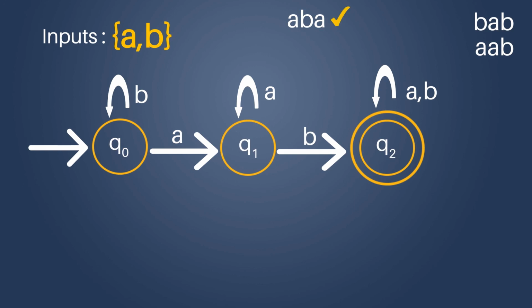So this is correct. Let me consider one more string ABB. This string contains the substring AB. Q0 upon A, I'll come to Q1. Q1 upon B, I'll come to Q2. Q2 upon B, I'll be in Q2 itself. So this string will also be accepted. So this is the deterministic finite automata to accept a string of A's and B's containing the substring AB.